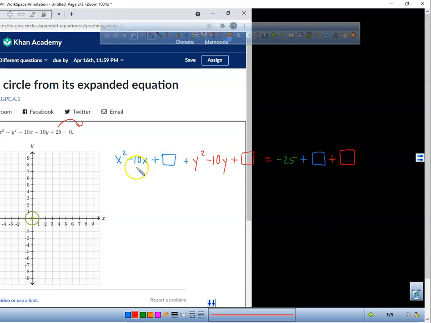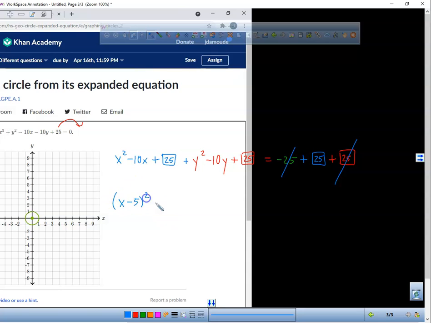So what is half of negative 10? Negative 5. And negative 5 times negative 5 is positive 25, because a negative times a negative is always a positive. We know we're going to have a 25 here and a 25 there. So we've got a 25 in both places. What happens with these, the negative cancels out. So here's your final equation.